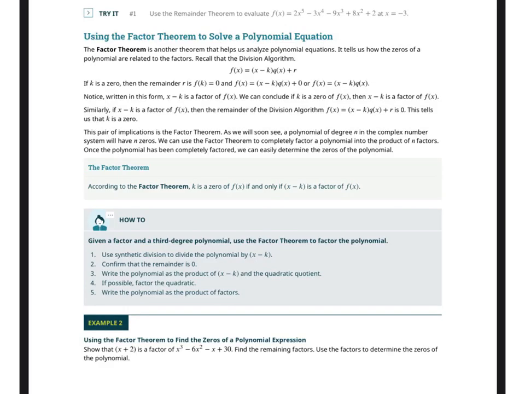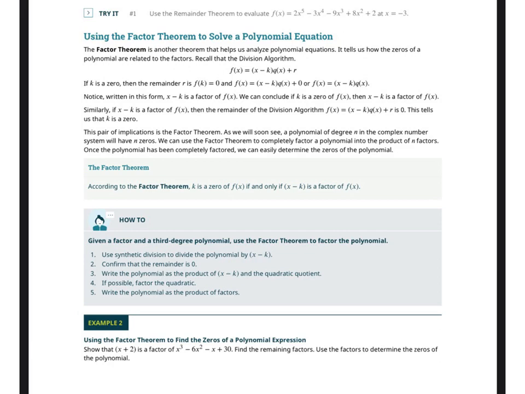Okay? The next thing is called the factor theorem. The factor theorem is another theorem that helps us analyze polynomial functions. It tells us how zeros of a polynomial are related to the factors. Let me ask you this. On the remainder theorem, if I got a remainder of 0, what would that tell me about the location of that number? Not at the origin, but on the x-axis, right?